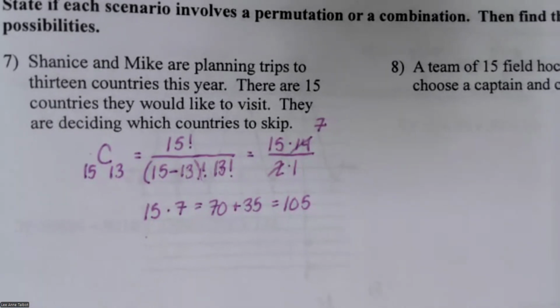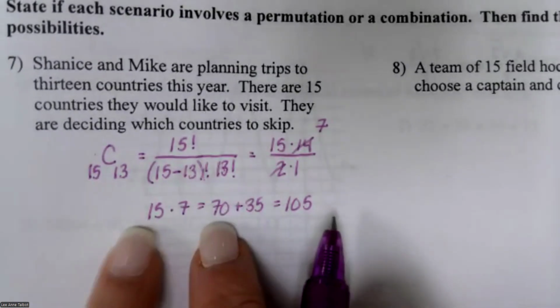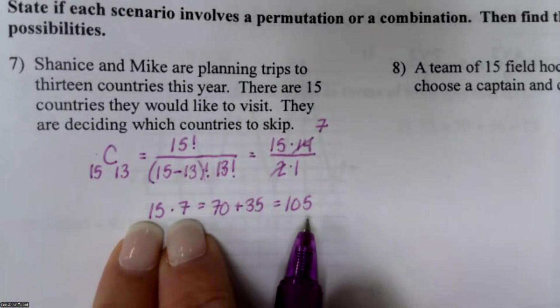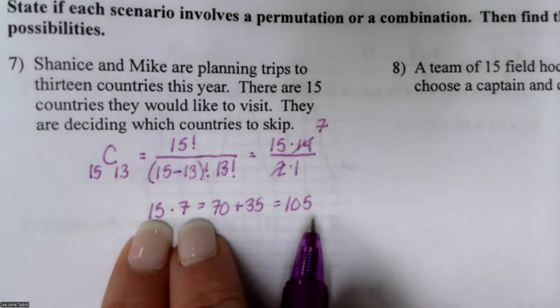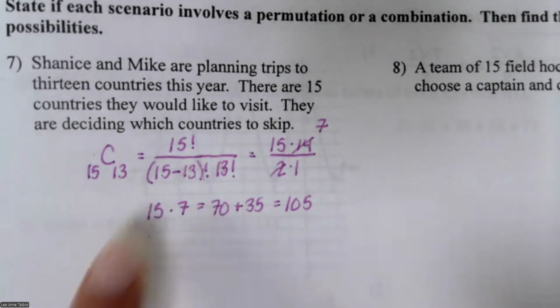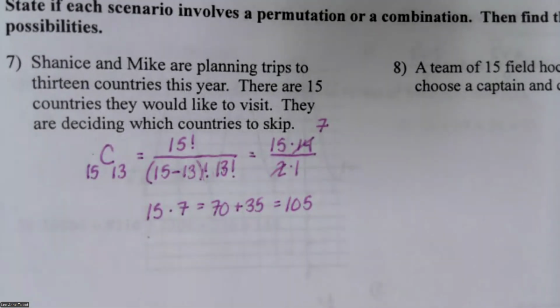35 came from the 5. Yeah, so I did 7 times 10 and then 7 times 5, just like distributive property. If you know how to do 15 times 7 a different way, by all means, that's my lazy way of doing it. Okay, next one.